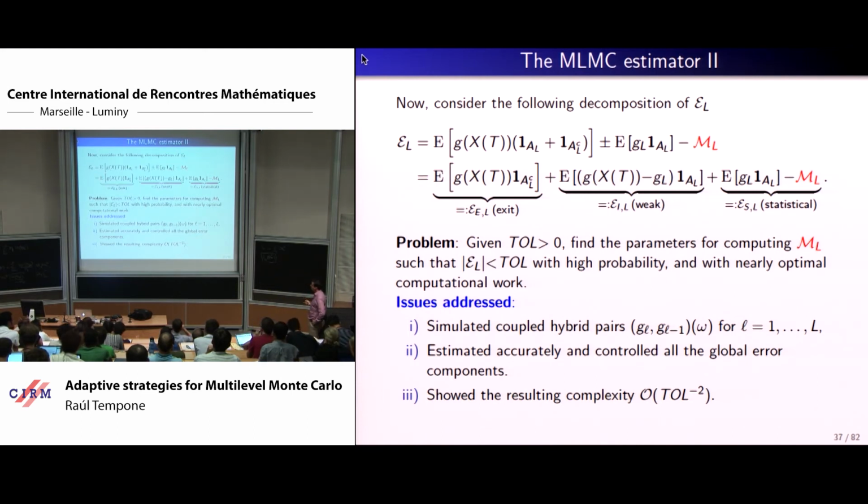So the issue addressed here is that you have to do things correctly to simulate coupled pairs that have the right law and are correlated in the right way. And of course, being able to accurately estimate the different quantities in the multilevel construction. This is particularly non-standard here with respect to the diffusions that I described before, for the following reason.